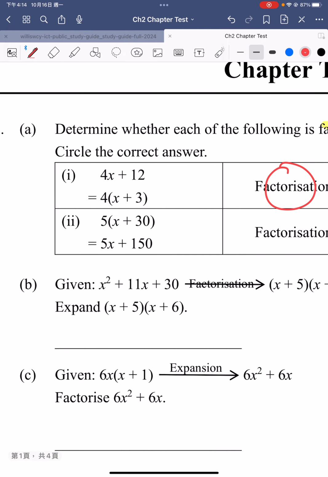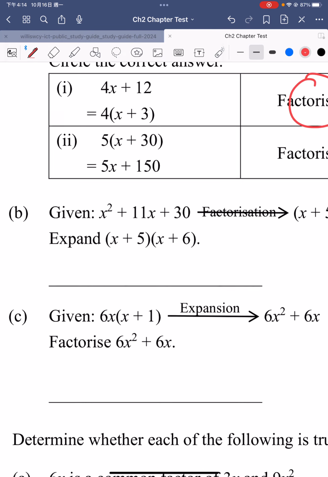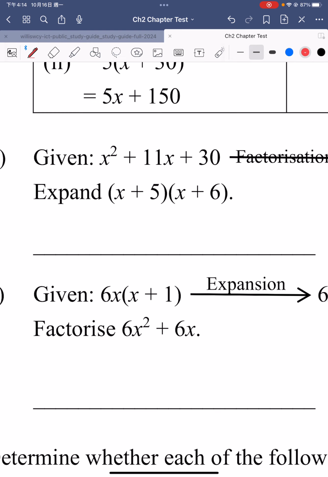Okay, so for 1b, you're going to expand (x plus 5) times (x plus 6). So first of all, we can use the x times the x, and then we use the x times 6. So x times x will give you x squared. So this one is using the x times the x. And the second one, you get the x times the 6. So now you can get plus the x times 6.